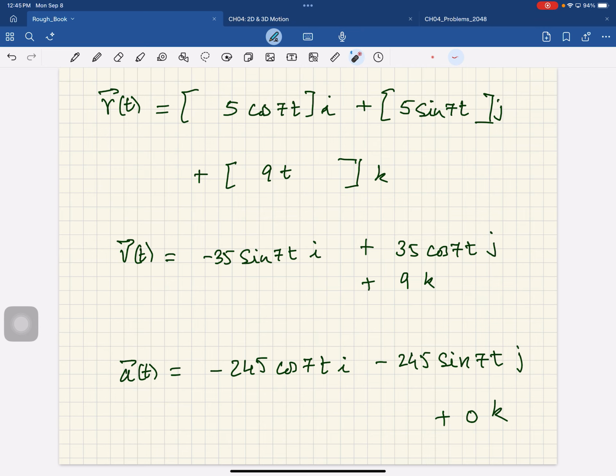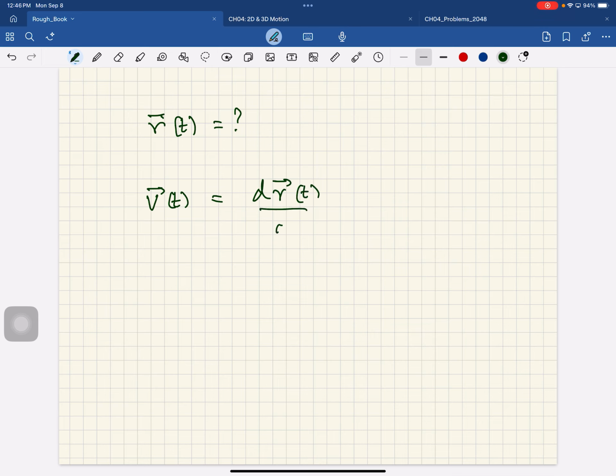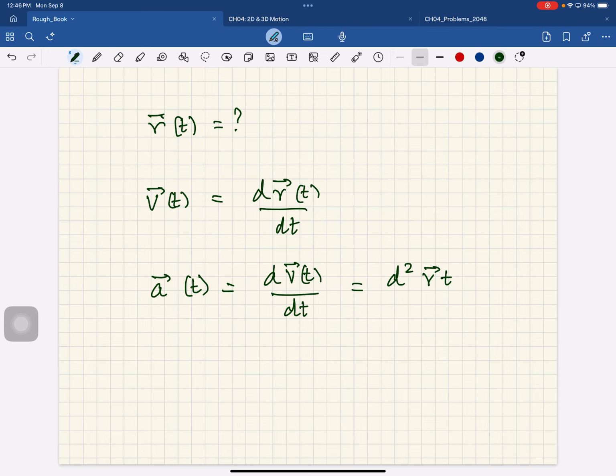So again, to summarize, to describe any general motion, what is it that we need? You need to give me this function. Once you have that description, you can calculate the velocity of the object, which is dr by dt. And you're interested in the acceleration of the object. The acceleration is dv by dt, which is equal to d square r by dt square.